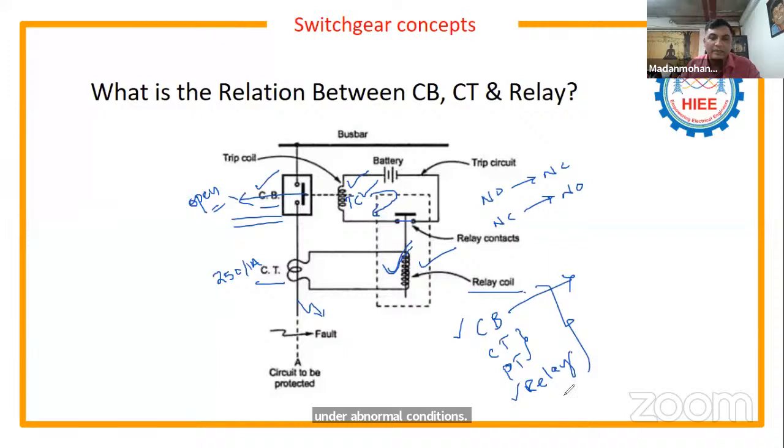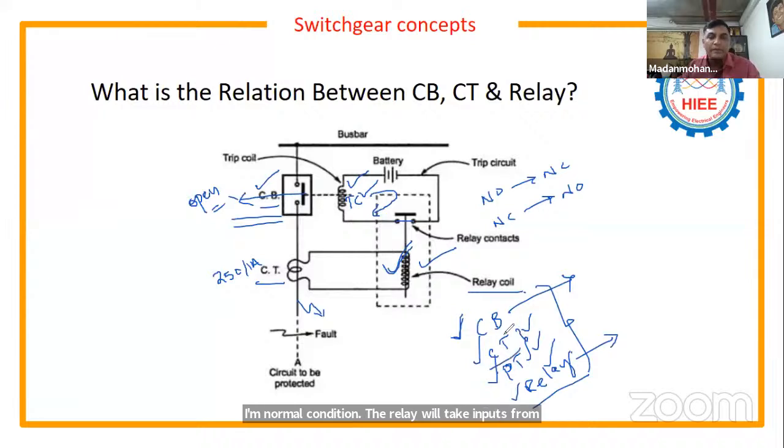So that's the reason the relay is the sensing element, the relay is the sensing device, and the breaker is the switching device here. And the CT and PT are going to give input to the relay. To sense the abnormal condition, the relay will take inputs from CT and PT. CT will give the abnormality of current, and if there is any voltage related abnormality, that input will be given by the PT, potential transformer. This is the relation between circuit breaker, CT, PT, and relay.